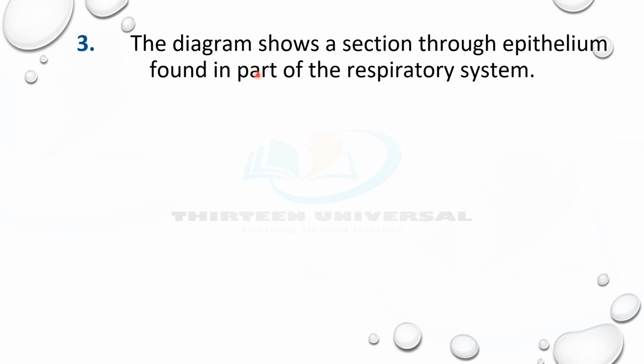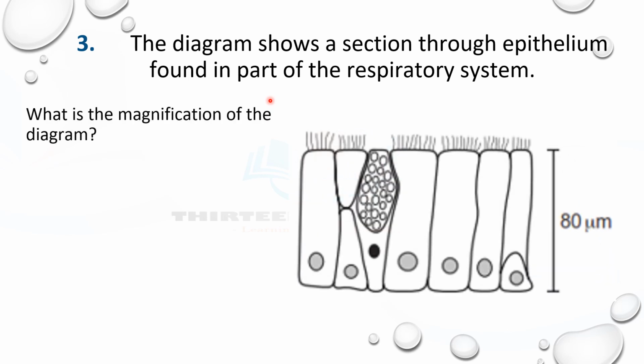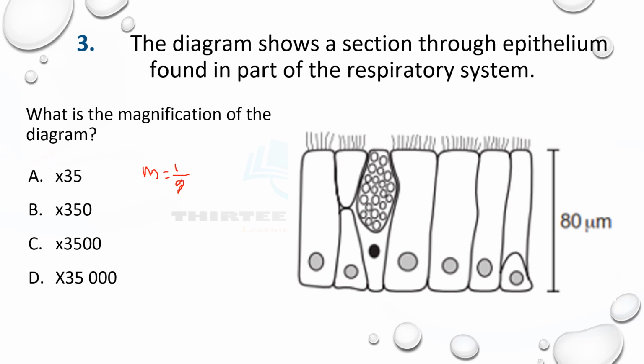So the diagram shows a section through epithelium found in part of the respiratory system. Let's look at it. All right. So what is the magnification of the diagram? Like I've always said, remember the formula of magnification is equal to image size over actual size. In this case, we are dealing with a scale bar. This is a scale bar.